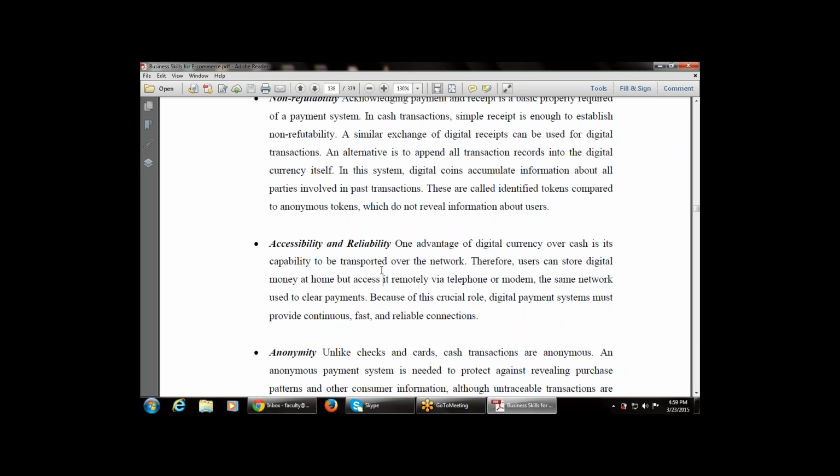And why is it fast? Because the transferring is done via modem, so this is very fast. And why is it continuous? Because first of all, the information is supplied from inbound to outbound, so that the digital information is secure and continuous in the case of a digital payment system. This is one of the important properties, accessibility and reliability. We can access easily as compared to cash, and we can rely on digital currency. Why? Because this provides digital payment at home via modem, via telephone.